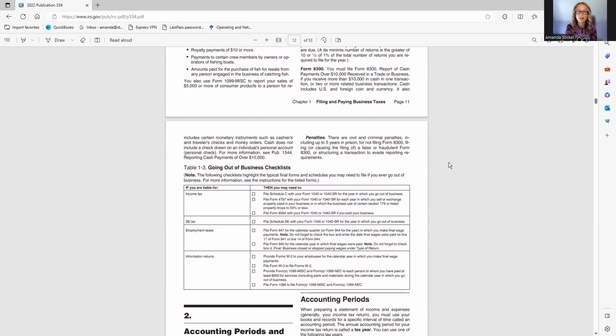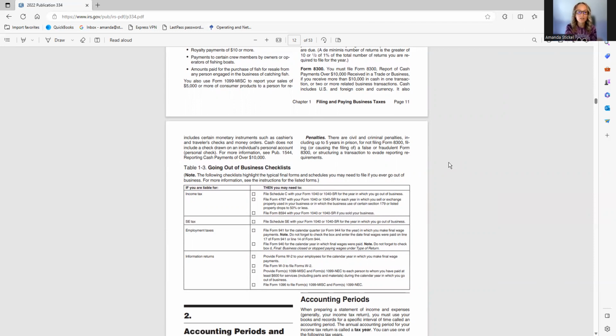Penalties. There are civil and criminal penalties, including up to 5 years in prison, for not filing Form 8300, causing the filing of a false or fraudulent Form 8300, or structuring a transaction to evade reporting requirements. So don't do bad things. Report what you need to report.